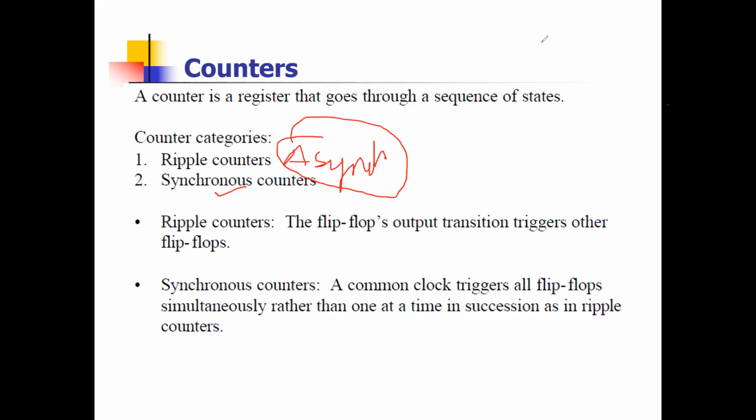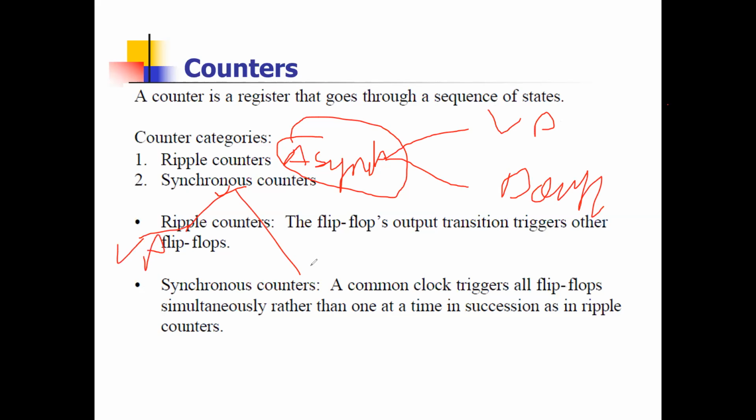So this asynchronous counter we can further divide into up and down. And even the synchronous counter I can divide again into up and down. Clear? Yes.